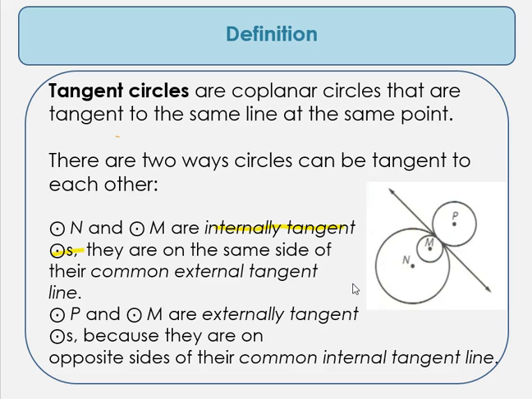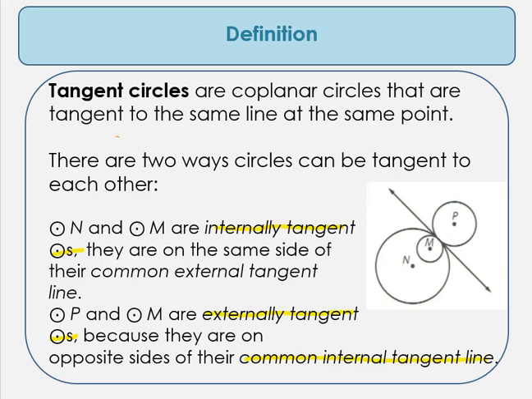Now, you notice that P is on the other side. So, P and M are externally tangent to each other because they are on opposite sides of their common internal tangent line. So, I suggest you make a drawing where you have P on one side and M on the other side, and then have the definition of externally tangent circles, because they are on the opposite sides of their common internal tangent line.